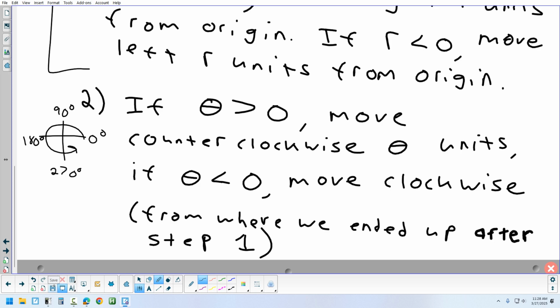Okay, so you do step 1 first. R is going to tell you how far out to move. And then from that point, you're going to rotate either counterclockwise or clockwise.